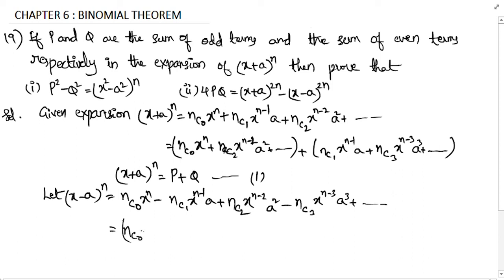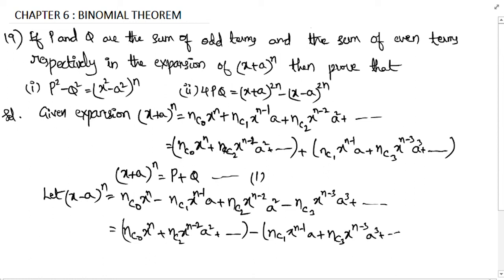So here nC0 x^n + nC2 x^(n−2) a² + and so on, minus nC1 x^(n−1) a + nC3 x^(n−3) a³ + and so on. Okay, so that means (x − a)^n is equal to p − q. We will consider this as 2.